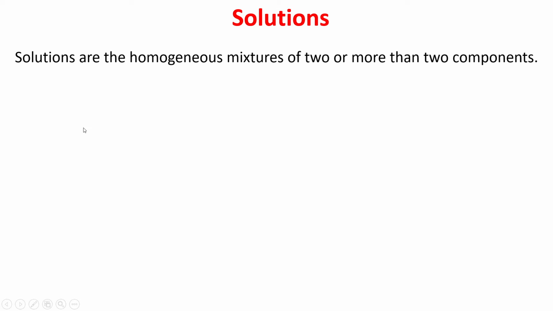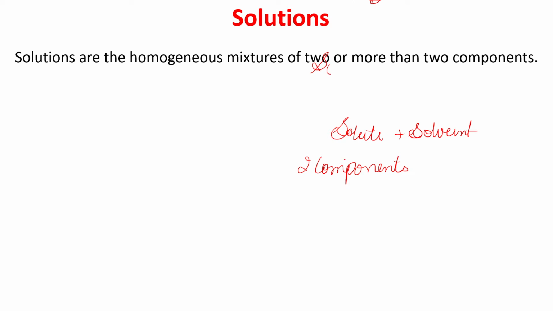So, what are solutions? Solutions are homogeneous mixtures of two or more components. That means in a solution there is a solute plus a solvent. If there are two components, that is, one solute and one solvent, then that kind of solution is called a binary solution. So basically it is a homogeneous mixture.